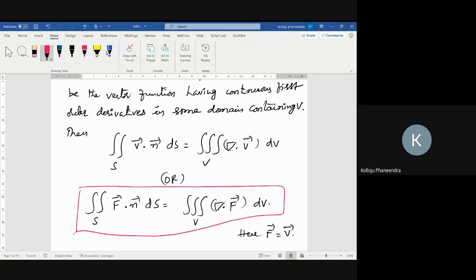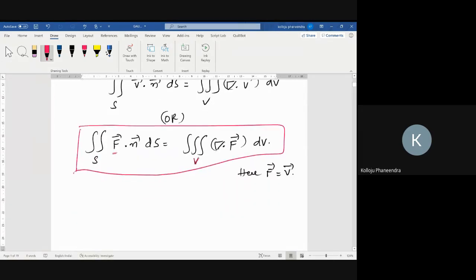What is the first thing? Let capital V be the closed region. Compulsorily, the Gauss divergence theorem is applicable on a closed region V, which is bounded by a surface S, and f bar is the vector function defined over V. Then double integral of f bar dot n bar ds is equal to triple integral of del dot f bar dv.